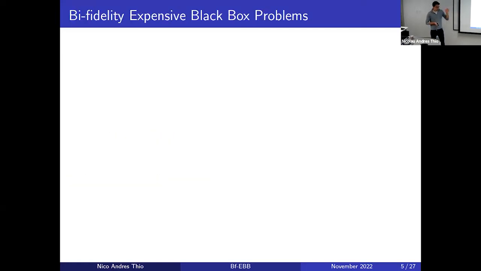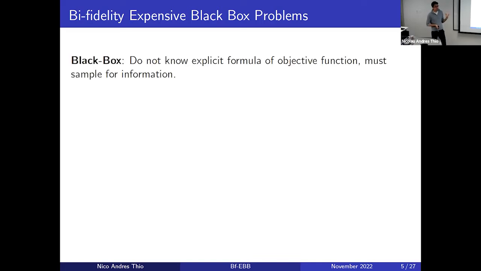So first of all, just to give you the definitions, I think a lot of you have very similar problems and ideas, but I want to make sure to be clear what I'm assuming in case there are some very slight differences. When I say bi-fidelity expensive black box problems, there are three keywords. The first one is black box, which I think is the same for you. Essentially, we have a function for which we don't have an explicit formula, right? So the only way to extract information is to sample.